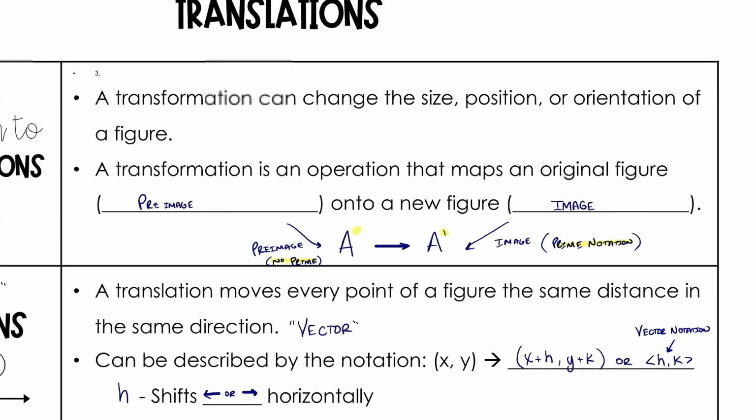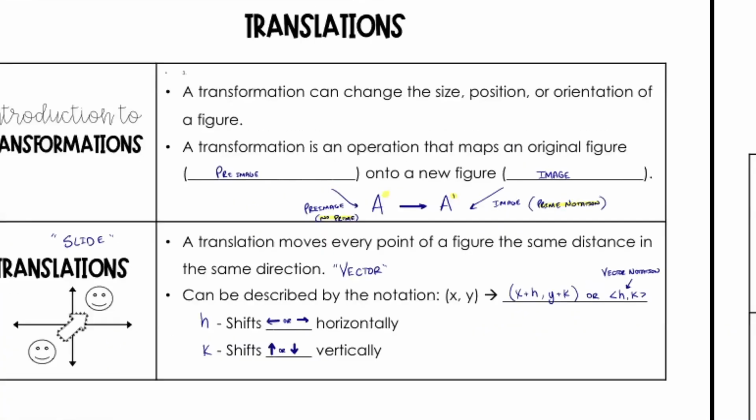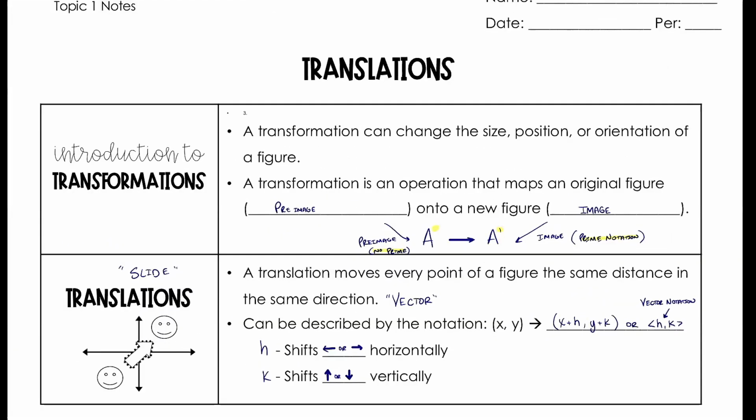Our first transformation we're going to talk about is a translation, and all we're going to do is slide across the coordinate plane. We're not turning anything upside down. We're not flipping anything. We are just simply moving our pre-image across the coordinate plane. It's almost like if you've got a cup on your desk and you slide it to the other corner, you translated your cup.